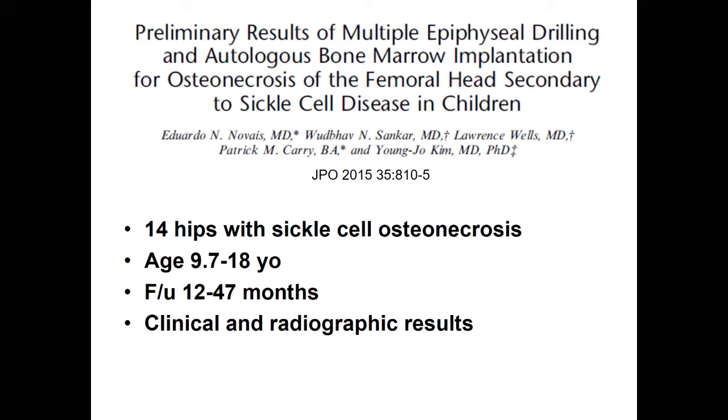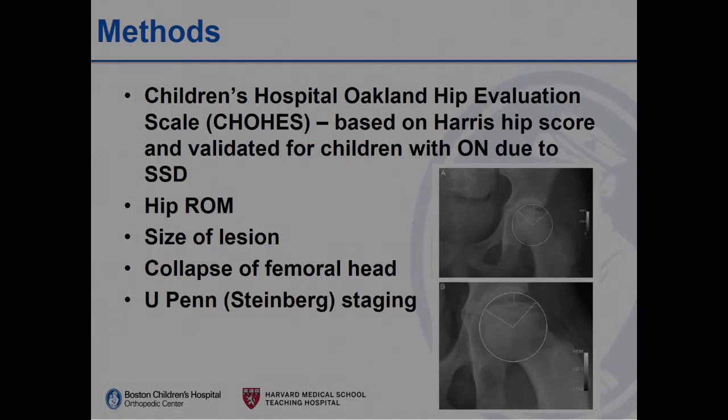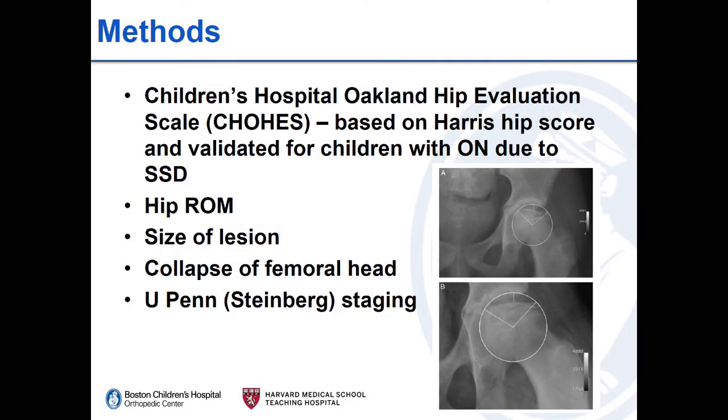They're all osteonecrosis due to sickle cell disease, and we looked at both clinical and radiographic results. Their pain was assessed using the Children's Hospital Oakland hip evaluation, which is specifically designed to look at pain in the sickle cell population. We also looked at clinical hip range of motion.